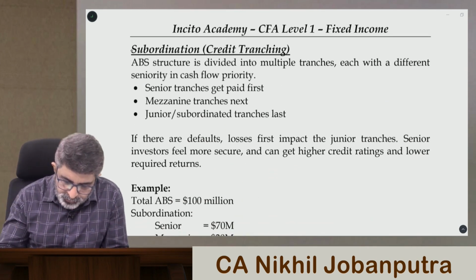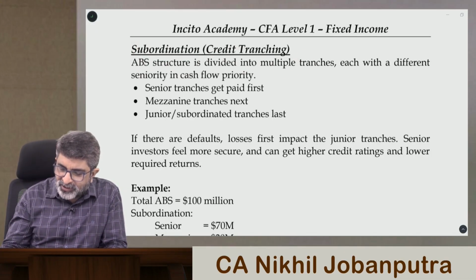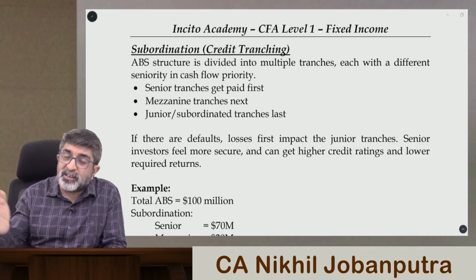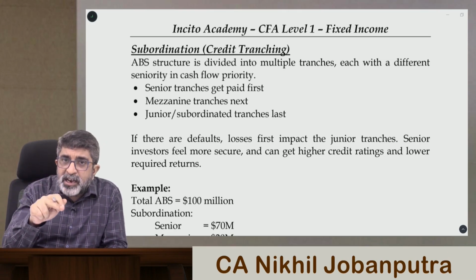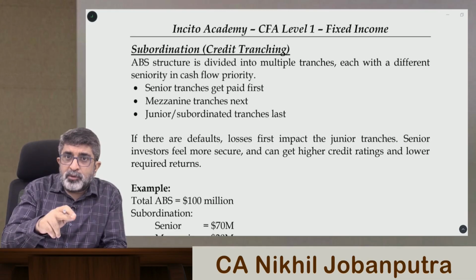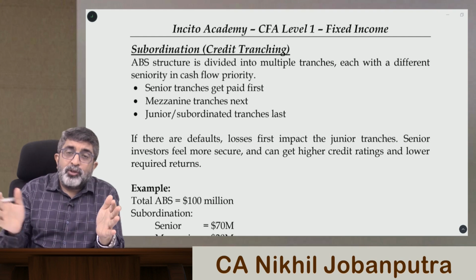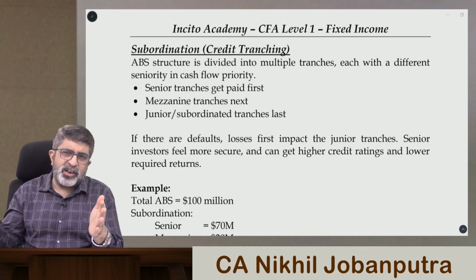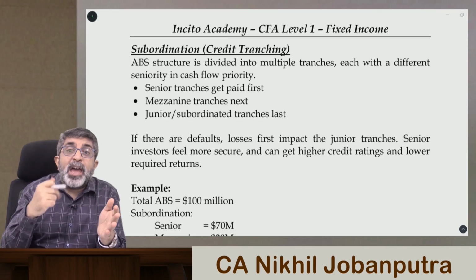And now, subordination or credit tranching. The ABS structure is divided into multiple tranches, each with a different seniority in cash flow priority. So if you can recollect what we have learned in the waterfall structure of ABS initially. Waterfall structure of ABS means you are trying to identify the most senior to the most junior debt in the tranches. So the most senior and the most subordinate, or you can call it most junior. In that order you are going to make the priority of payment.